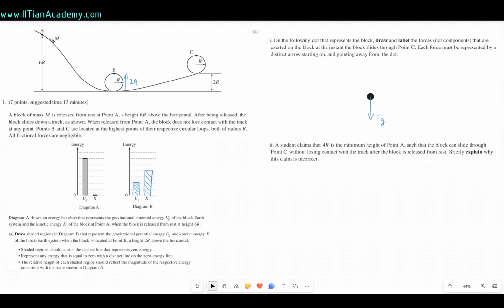And we will have another force. It is in contact with the loop. Therefore, it will have a force that is exerted by the loop onto the block, which will be the normal force, also pointing downwards as it is normal to the surface. And these are the two only forces that we need to represent.